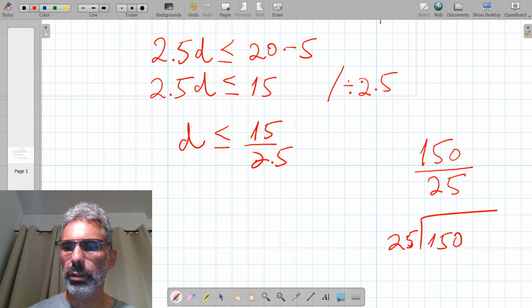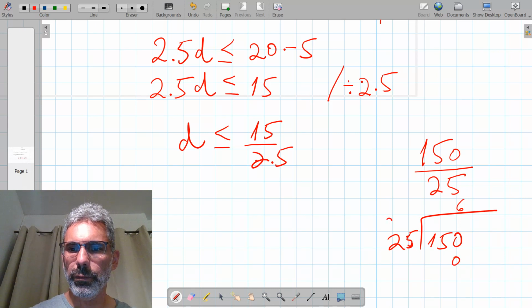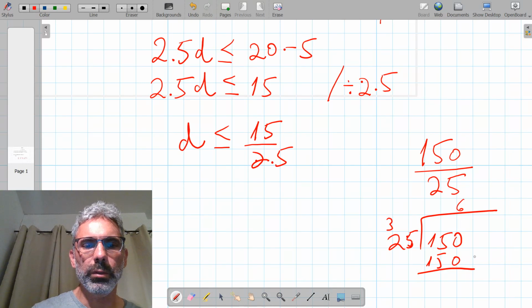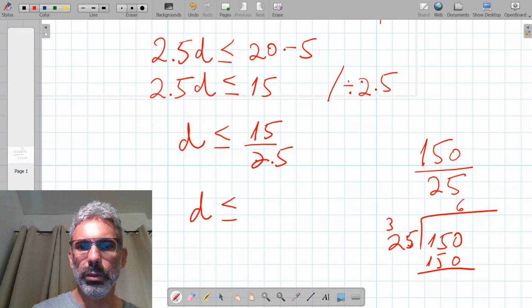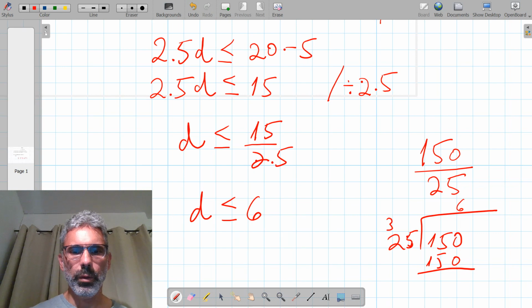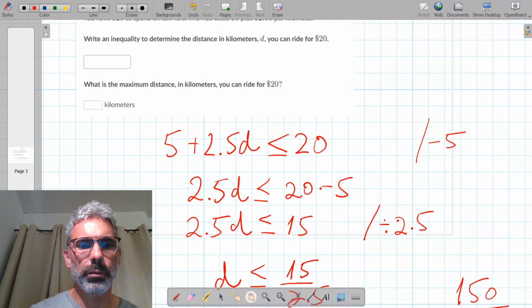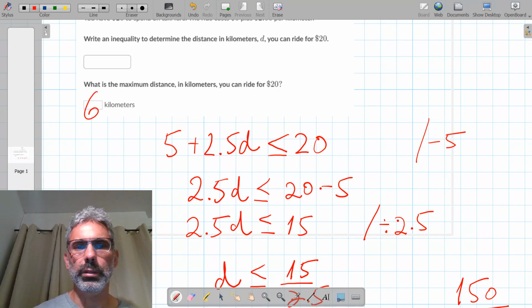25 goes into 100 4 times, and 2 more times, so it's 6. 6 times 5 is 30, 6 times 2 is 12, plus 3 is 15. So d has to be less than or equal to 6. Okay, so this is 6 kilometers.